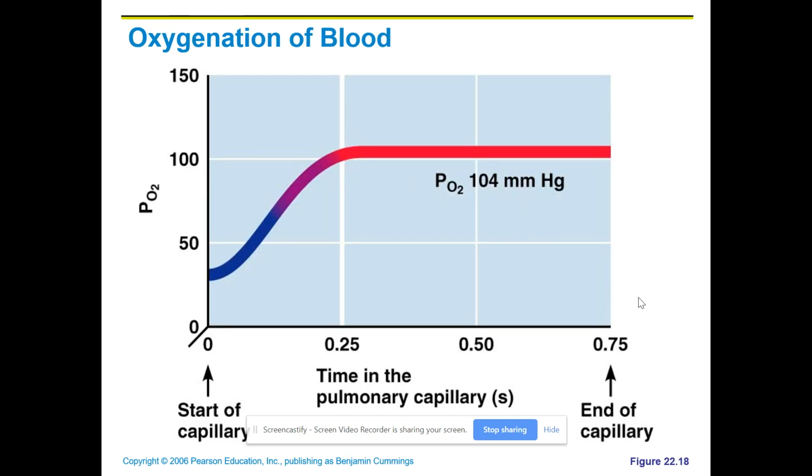And so if we look at the time in the capillary, you can see exactly what's going on. At the start of the capillary, we're low oxygen. The blood is bluish. But very quickly, as it moves through the capillary, we're going to reach maximum, about 100 millimeters of mercury oxygen. We're going to reach that very quickly. In about a third of the time it takes to get through the capillary, we're going to completely finish this gas exchange.